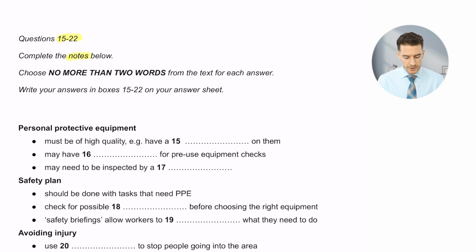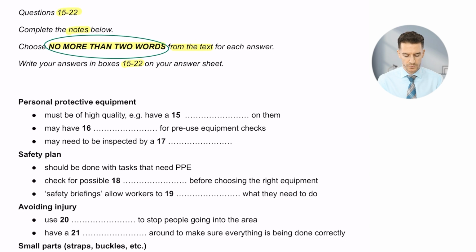Complete the notes below. Choose no more than 2 words from the text. That's important as well, from the text for each answer. So of course, this is really important. Okay, no more than 2 words. So that means you can use 1 word, for example, cat, that's fine. You could use 2 words, red cat, that is also fine. But you cannot use 3 words, okay, because it says no more than 2 words. Write your answers in boxes 15 to 22 on your answer sheet.